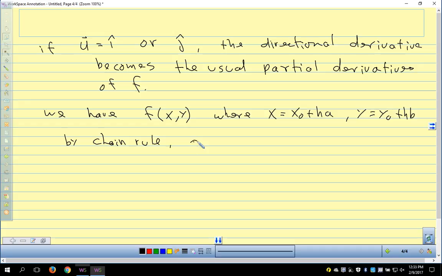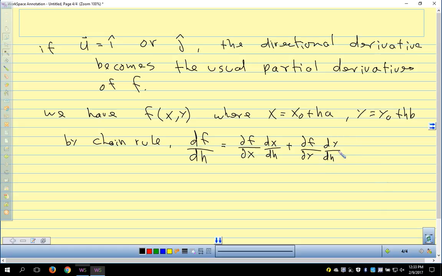The derivative of f with respect to h, which is what we want. How does our function change as h changes, as the distance we travel in the direction of that unit vector approaches 0, is going to be the partial of f with respect to x times dx/dh plus the partial derivative of f with respect to y times dy/dh. That's going to give us our derivative.